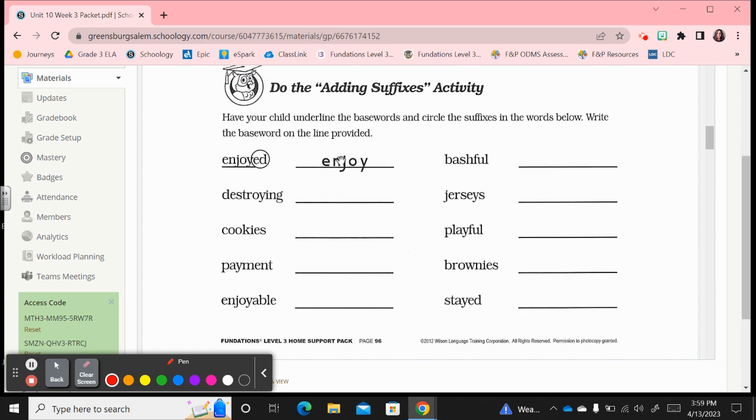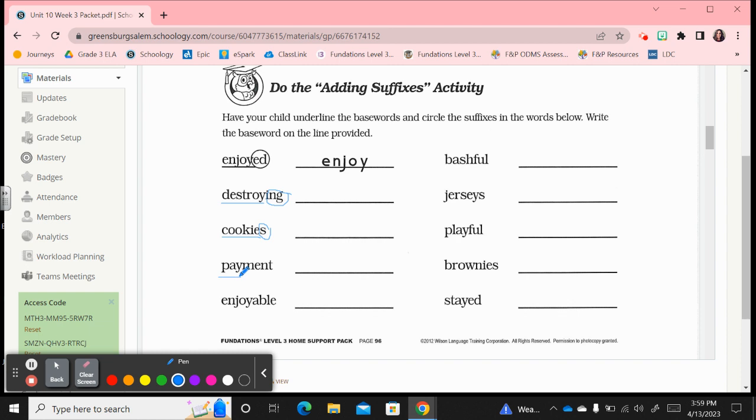Okay, it says, have your child underline the base word and circle the suffixes in the words below, and only write the base word on the line provided. Okay, so they did enjoy, enjoyed, circled ED, and they wrote the base word enjoy. We have the base word destroy and the suffix ing. Destroying, you're going to write and copy down the word destroy. Okay, we have cookie, and the suffix is S. You're going to just copy cookie instead of cookies. Okay, see, the spelling is correct the way it's underlined.